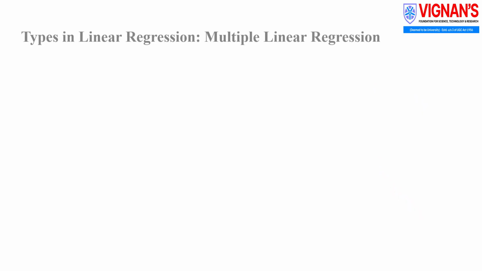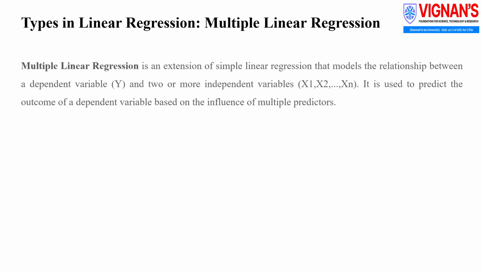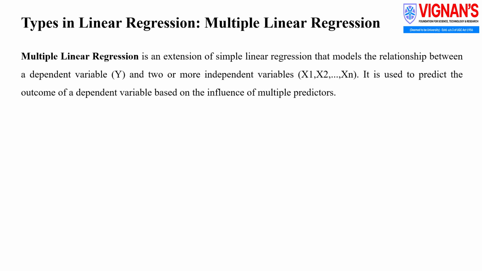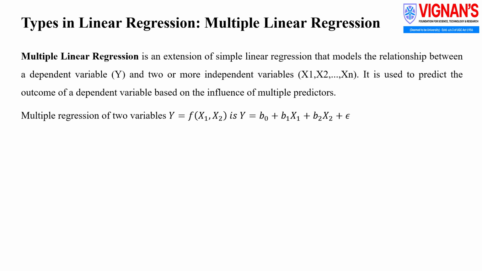Multiple linear regression is an extension of simple linear regression. It explains the relationship between one dependent variable, called y, and two or more independent variables, denoted as x1, x2, up to xn. This technique is used when the outcome depends on the combined effect of several predictors, rather than a single input. For two independent variables, the model is written as f of x1, x2 equals the sum of the y-intercept and the terms for the two variables, with an error term.